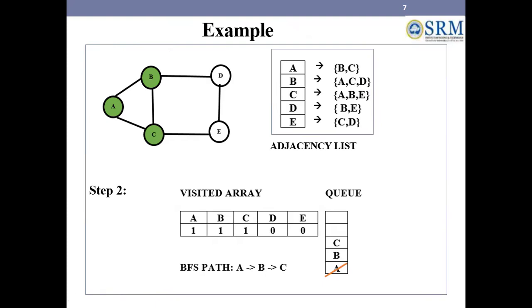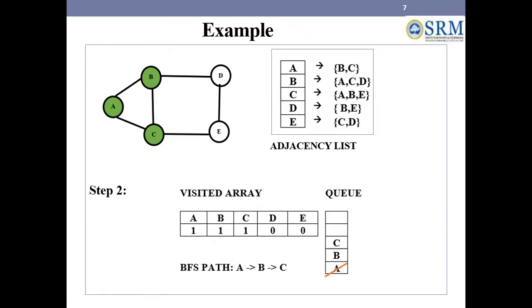B and C are visited. So change the array value to 1. B and C array values will become 1. Now the second step is over. A is visited, and the adjacency nodes of A, B and C, are visited. Then why do we remove A? Because all adjacency nodes of A are visited.